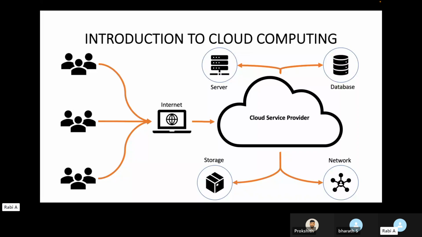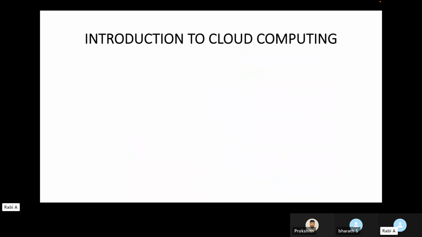So let's say you're going to use only 100 servers, you're only going to pay for those 100 servers. Or let's say you're going to utilize 1 terabyte of storage, you're only going to pay for that 1 terabyte of storage. All right.